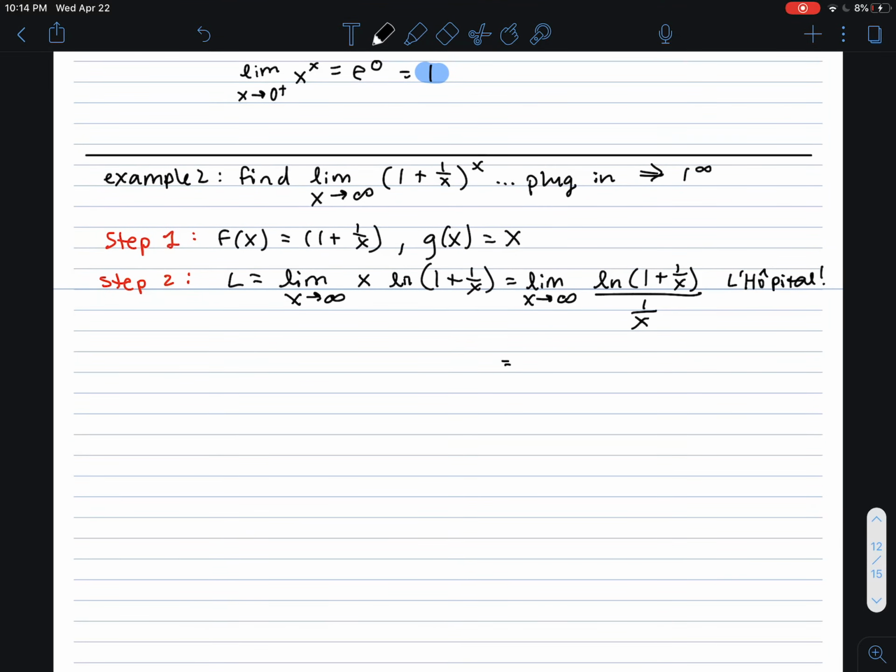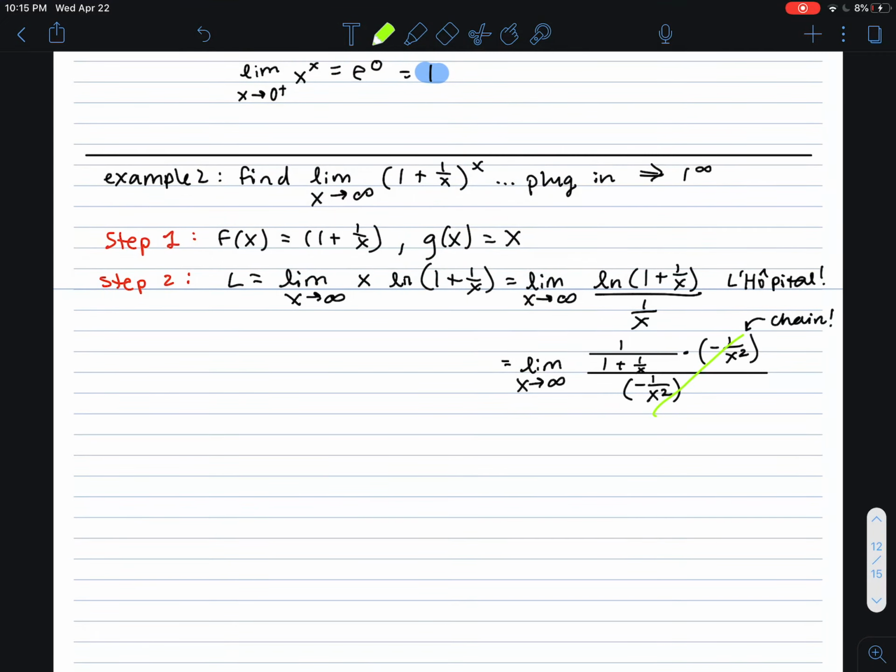And we have the limit as x goes to infinity. We're going to take the derivative of the top. So the derivative of the natural log is 1 over whatever's on the inside, and we have 1 plus 1 over x. And then we need to multiply by the chain, and the chain is negative 1 over x squared, because that's the derivative of 1 plus 1 over x. The derivative of 1 is 0, and the derivative of 1 over x is negative 1 over x squared. Okay, so that's our numerator, and then we divide by the denominator's derivative, which is negative 1 over x squared.